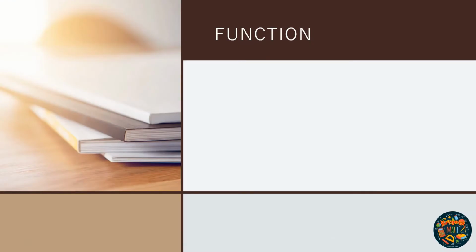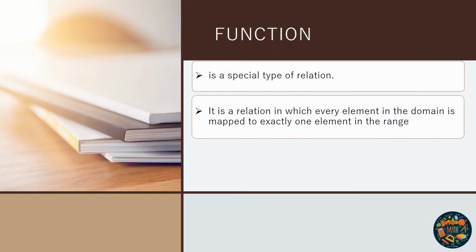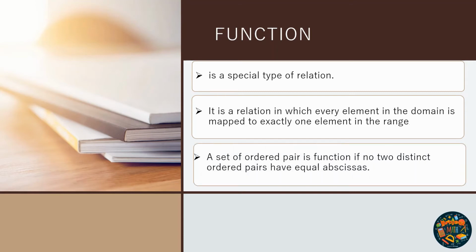And now that we know what a relation is, so let's now discuss function. So what is a function? Function is a special type of relation. It is a relation in which every element in the domain is mapped to exactly one element in the range. And a set of ordered pairs is a function if no two distinct ordered pairs have equal abscissas. Ibig sabihin, there is no repetition on the x values.